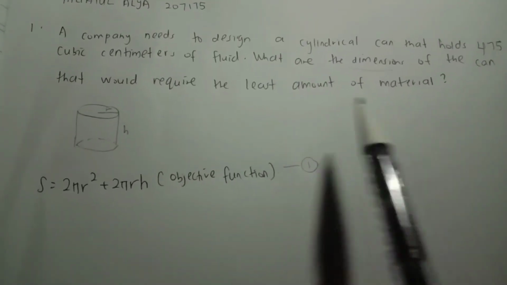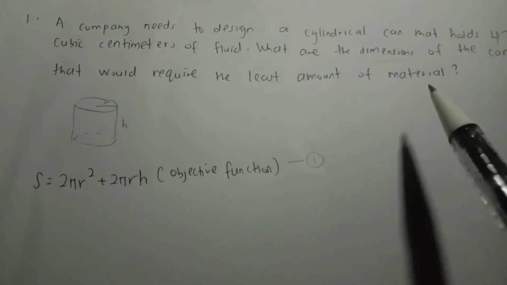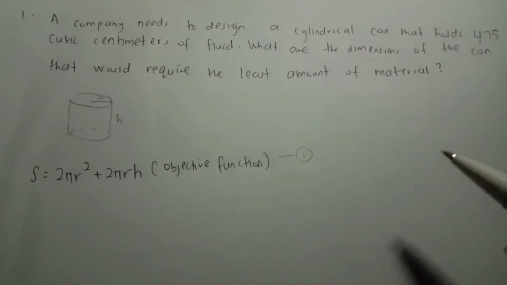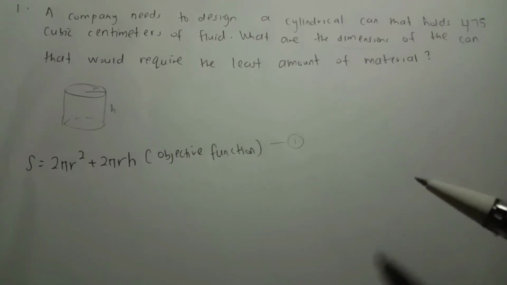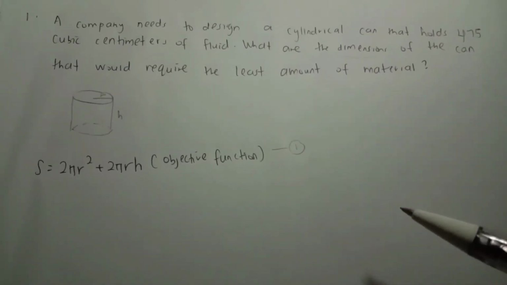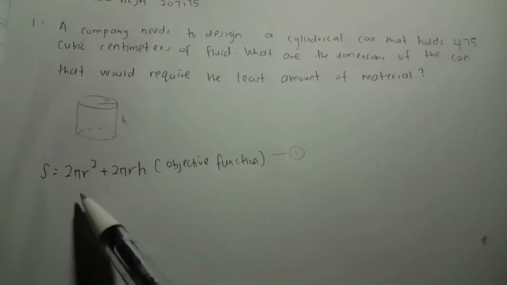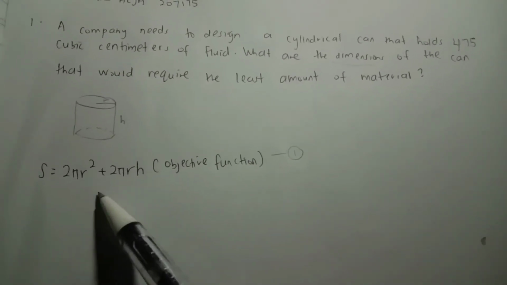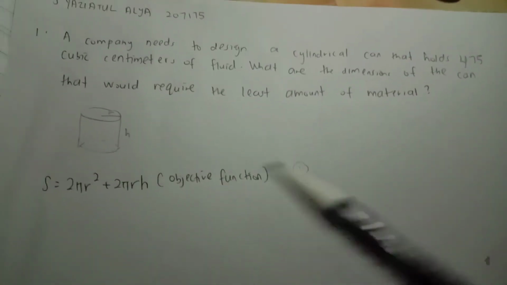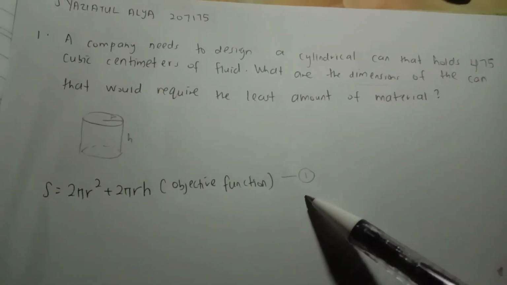Next, to get the least amount of material used, we have to minimize the surface area of the can. The formula for the surface area of a cylinder is S equal to 2 pi r squared plus 2 pi rh. This is the objective function and also the first equation.